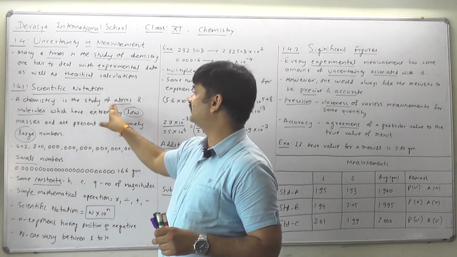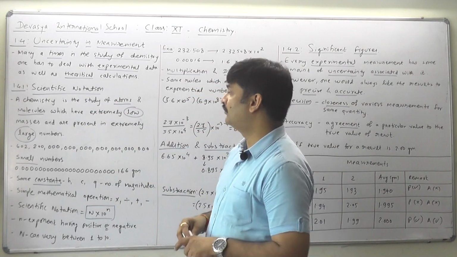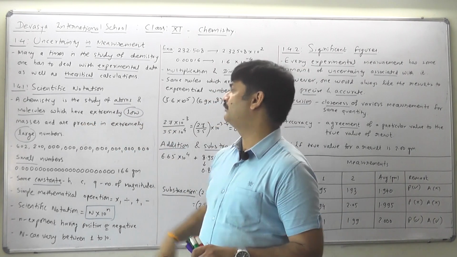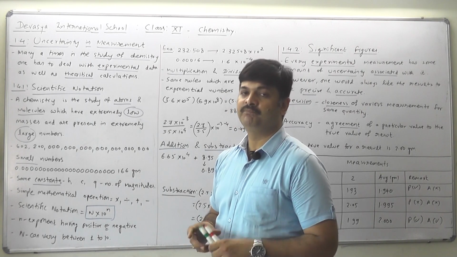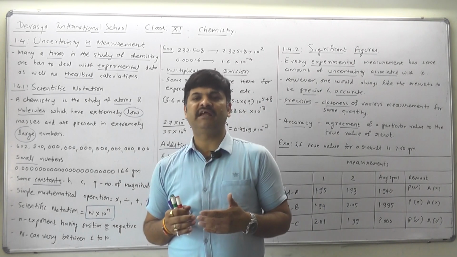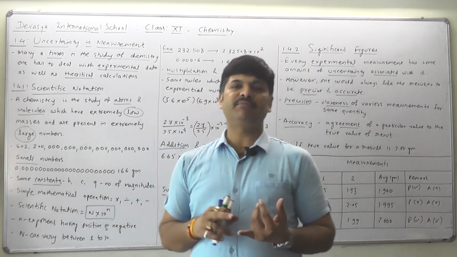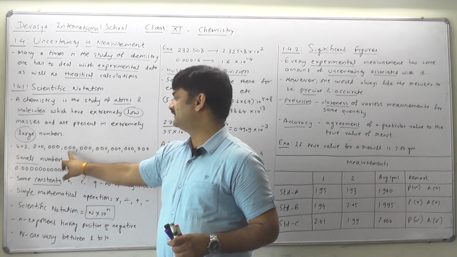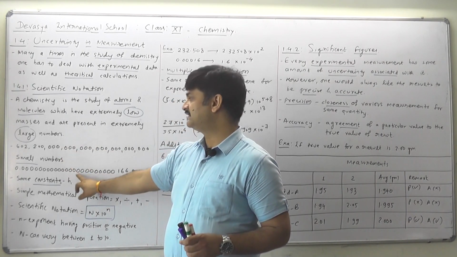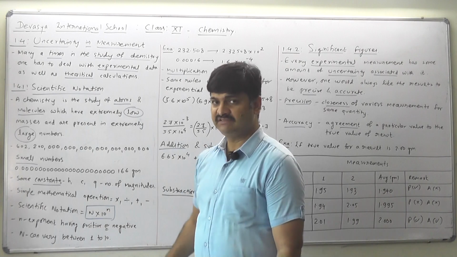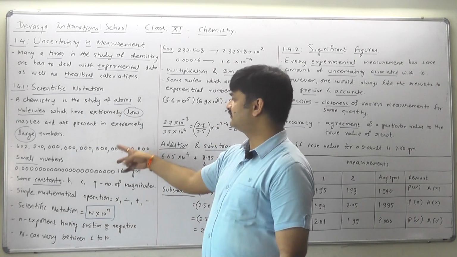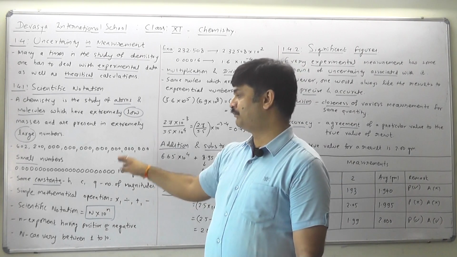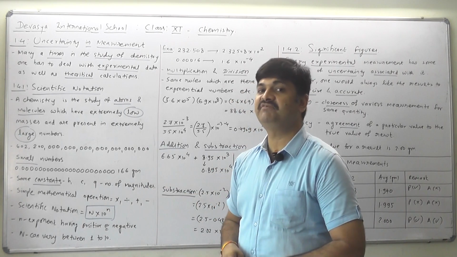Chemistry is the study of atoms and molecules, which have extremely low masses and are present in extremely large numbers. So whenever we calculate any material's mass, it may be either large or small. This is an example of a large number and this is an example of a small number. In the scientific way, these two numbers will not be written like this, so to nullify this type of problem, we use scientific notation.